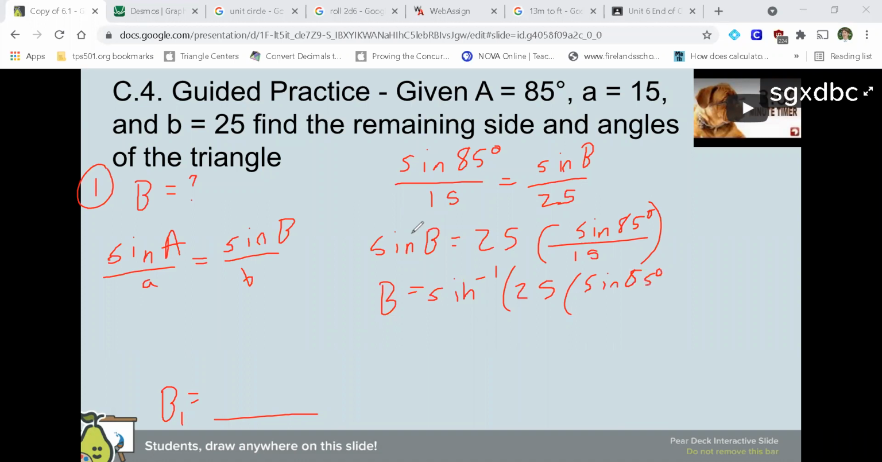If you type that into your calculator, you should get something very strange. Anybody? Try it right now. Try it right now. I'm looking for someone from over here, from the left side of the classroom here.